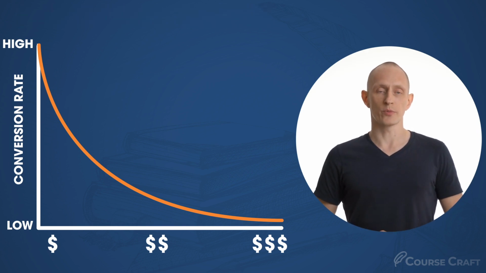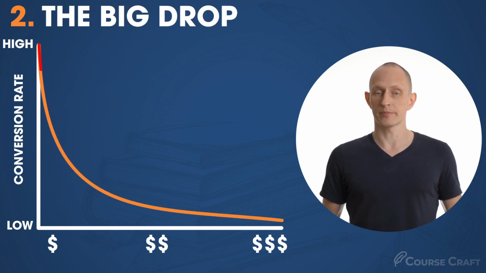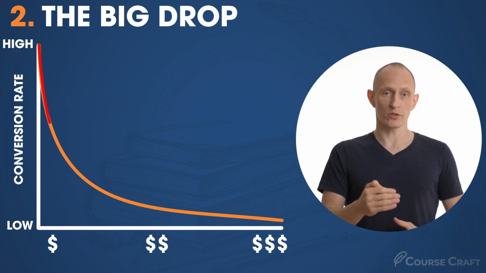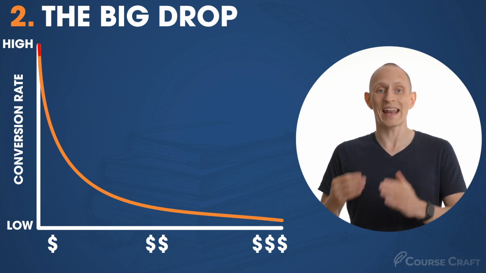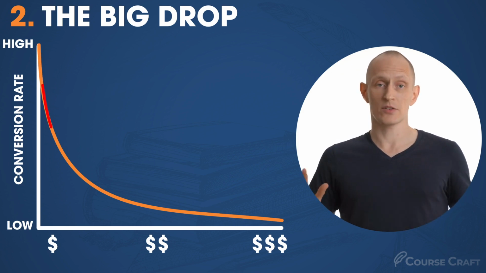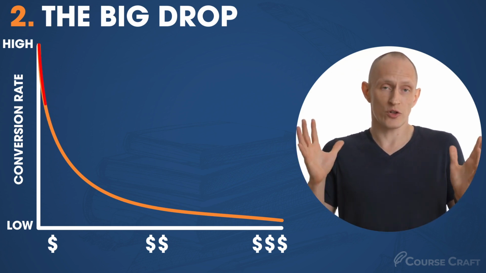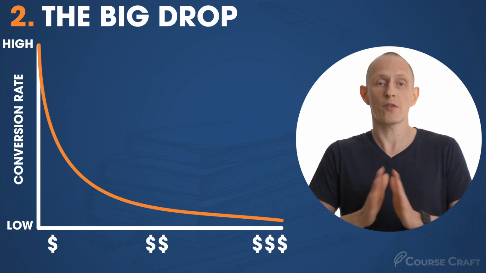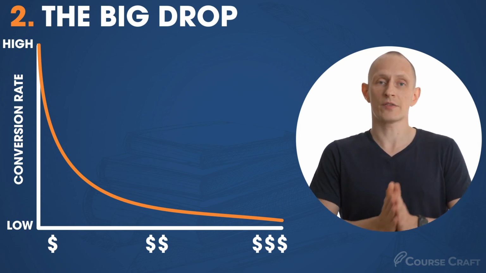Factor number 2 is what I call the big drop. There's a huge drop in conversion rate from $0, anything for free, to any dollar amount. That is the biggest drop in conversion rates that we'll see. Even if you just charge 1 cent for your product, it will have a far, far lower conversion rate than if the product is free.